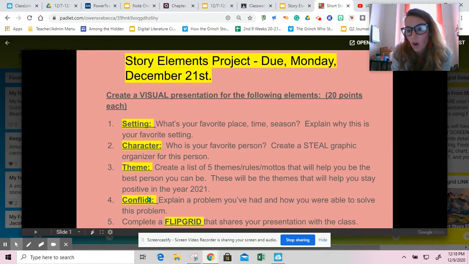For character, you have all the STEAL components. For theme, you listed 5. And for the conflict, you have the problem and the solution. And then, of course, you completed your Flipgrid. Everything is 20 points. So if you decide to leave something out or don't make it in time, I will grade what you have before you're leaving for winter break.